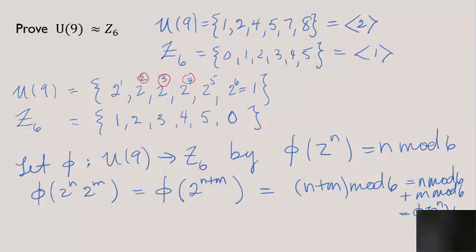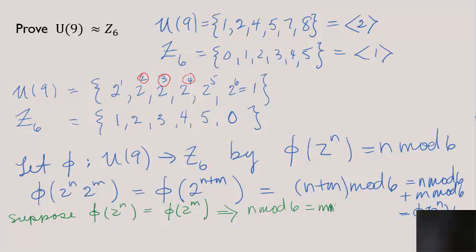Now I'm running out of room here, so I'm going to switch colors so that you can see. I'm going to prove now that phi is 1 to 1. Suppose phi of 2 to the n is equal to phi of 2 to the m. Well, that would mean that n mod 6 is equal to m mod 6, which would mean that 6 divides n minus m, or we could say 6k equals n minus m.